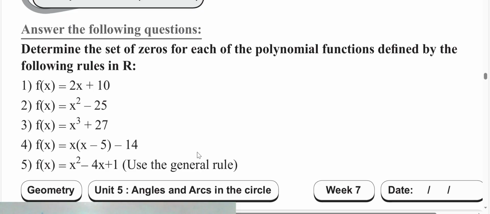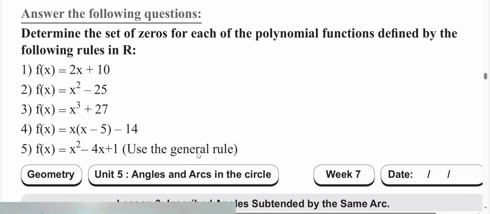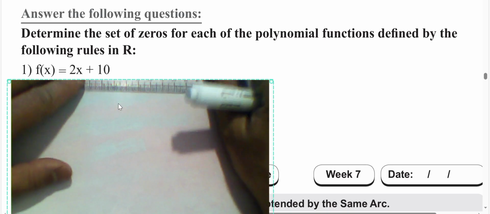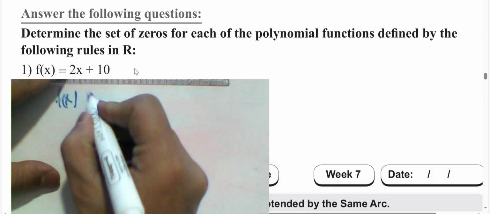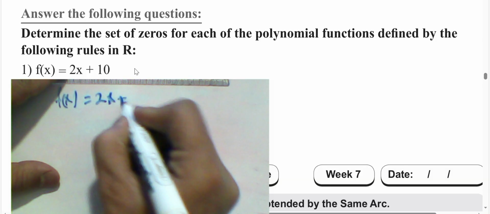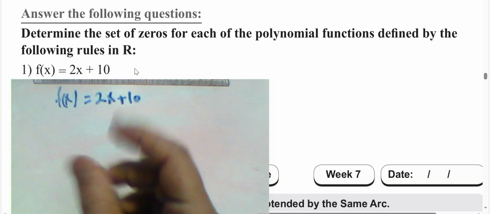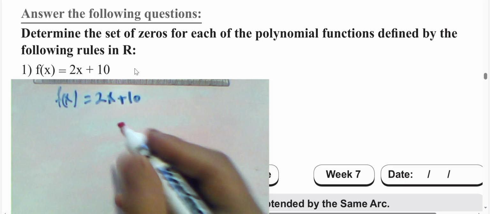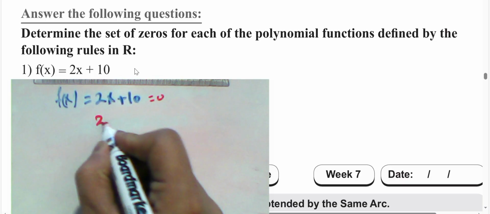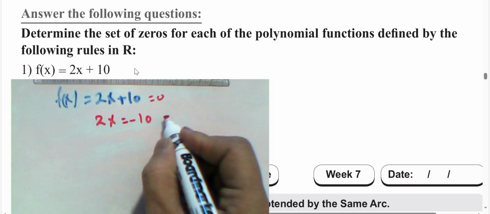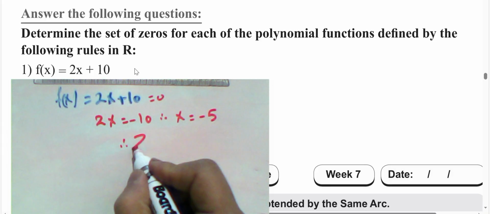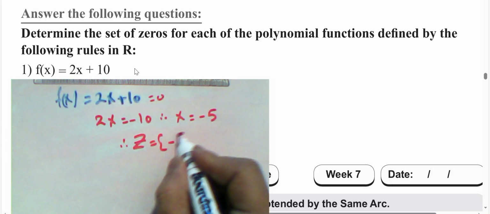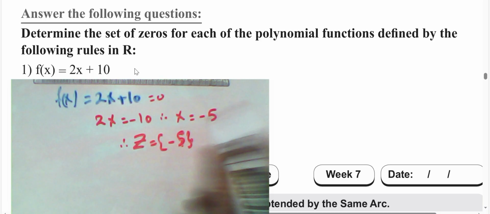Determine the set of zeros for each of the following functions defined by the following rule in R. Number 1, f of x equals x plus 10. When this function equals 0, then x will equal negative 10, and the value of x here equals negative 10, and the zero of the function will be negative 10.